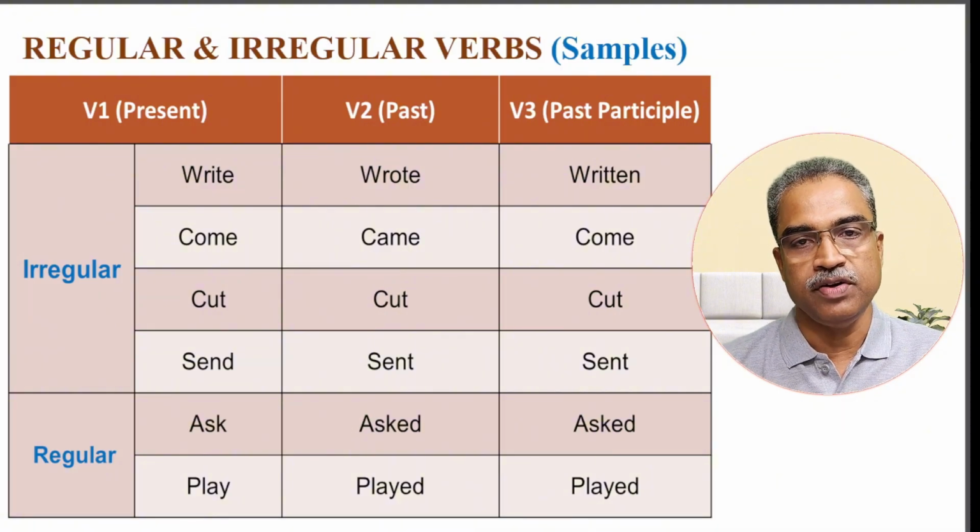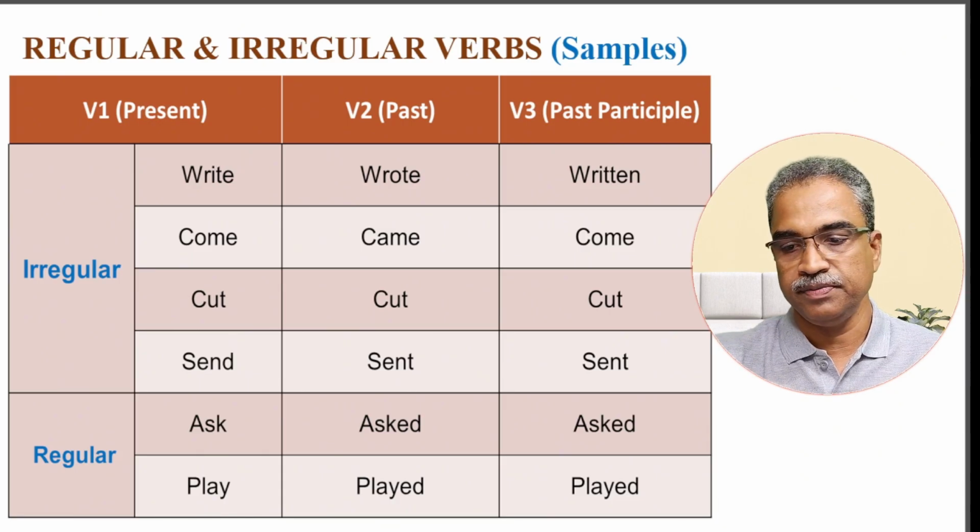Now coming to regular verbs. Regular verbs are verbs which form their V2 and V3 by adding ed or d. For example, ask, asked, asked. Play, played, played. Jump, jumped, jumped. Work, worked, worked. So with ed, they are regular. They have V2 and V3 forms ending in ed or simply d. So these are the two types of verbs, regular and irregular verbs.